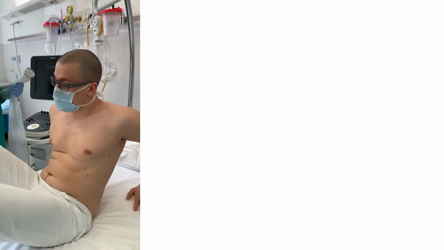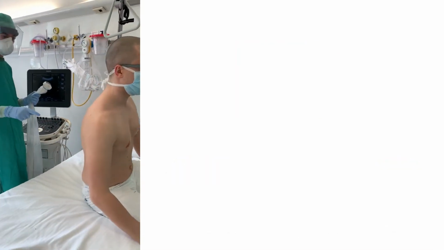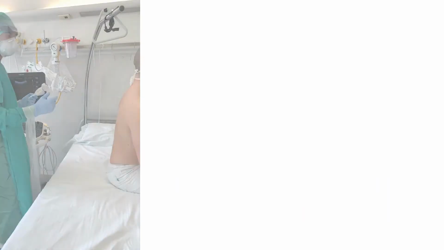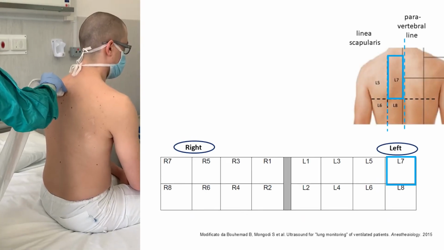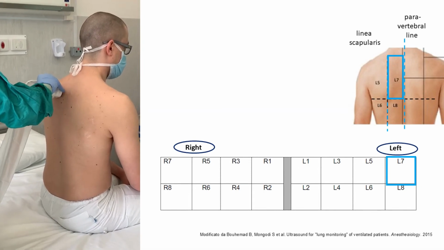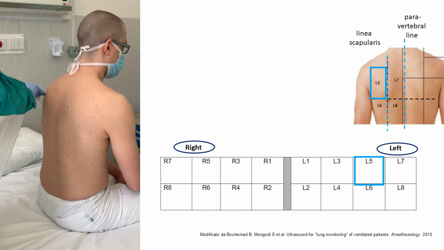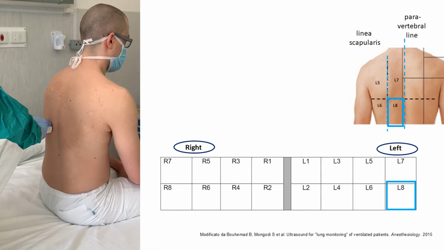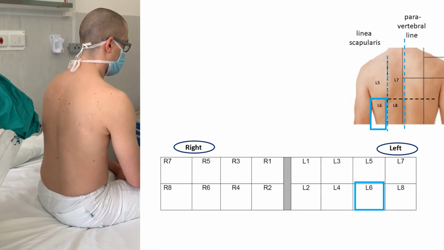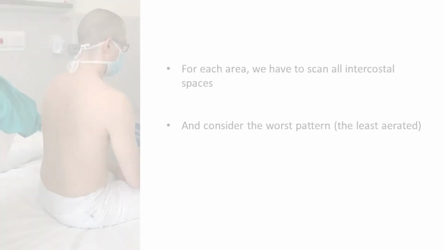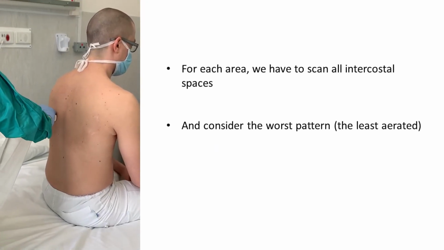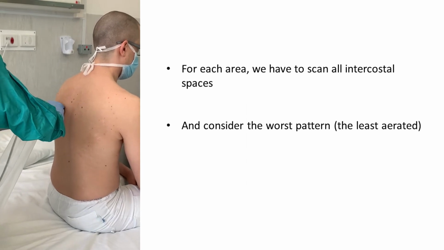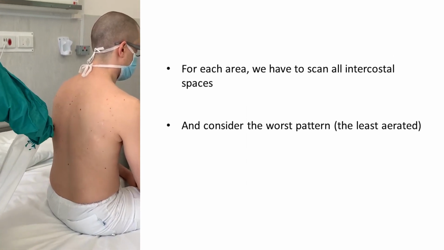If the patient is able to sit, we can scan the posterior chest. Here we are on the left posterior thorax upper part. Next, the posterolateral upper part, where visualization of the lung is limited anyway by the scapula. Then posterior lower part and posterolateral lower part. Again, we have to scan all the intercostal spaces for each area, taking into account the worst pattern.